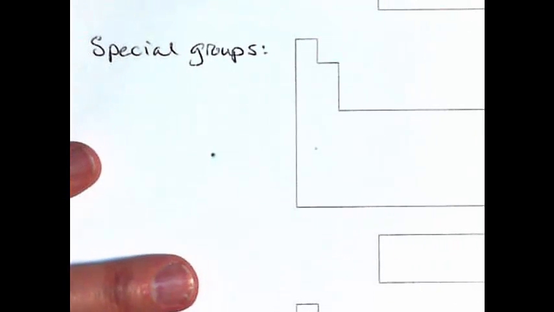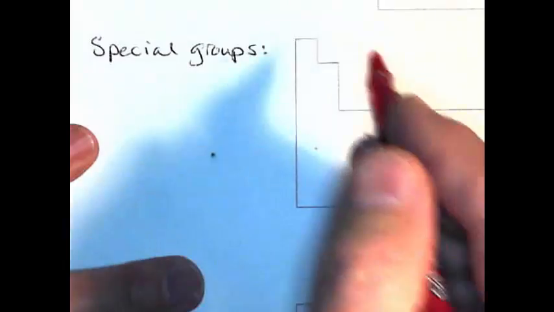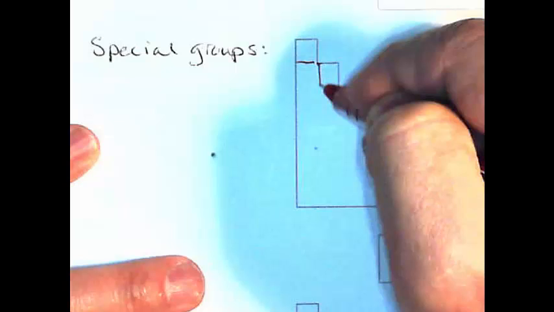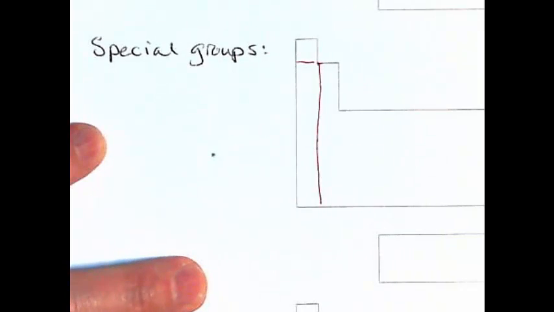Okay, special groups. So we have some regions of the periodic table that have special names. Let me explain this first, just to be clear about it. All the elements in the same column. Remember what columns are? If you're standing up, that's a column. If you're laying down, that's a row. All the elements in the same column, that's called a family or a group. All the elements in the same row, that's called a period. Okay?